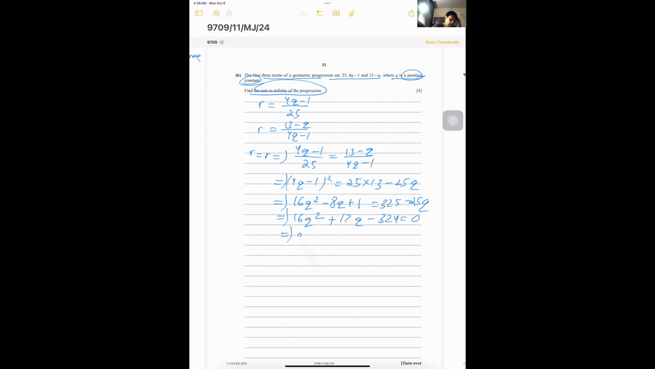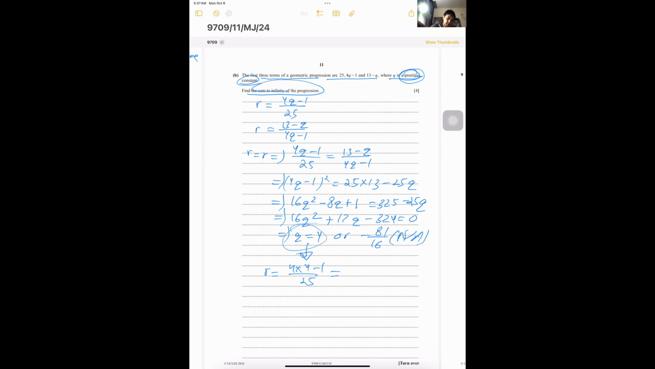Q is equal to 4, as they have told us it's a positive constant, or minus 81 by 16. So this one is not applicable or inadmissible. We will just use this. So r is equal to 4 into 4 minus 1 by 25, which is 15 divided by 25, which is 0.6.